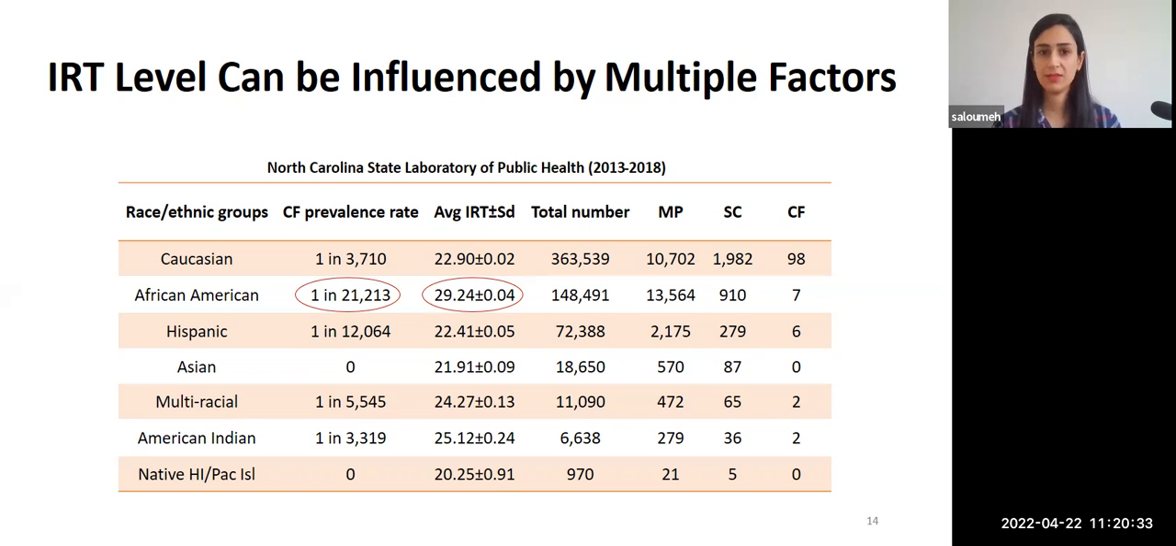And if you do not take into account the fact that the CF prevalence rate is different among races, and the fact that the IRT value is different among races, which is the current case in the US, you unnecessarily send a large number of African American newborns to the next tier, to genetic tests and the sweat chloride test, while they have a really low CF prevalence rate. First of all, it creates unnecessary parental distress for African American babies and their parents, and it prevents newborns from other high-risk populations from going for further tests. So this is really important, and we do need to take that into account.